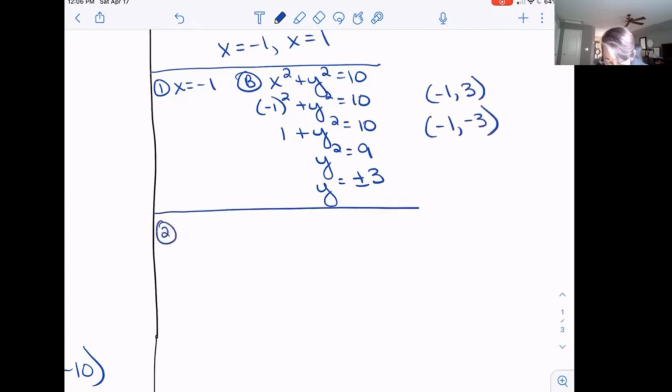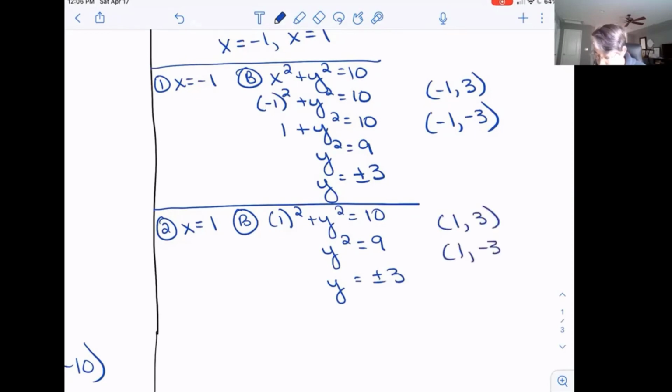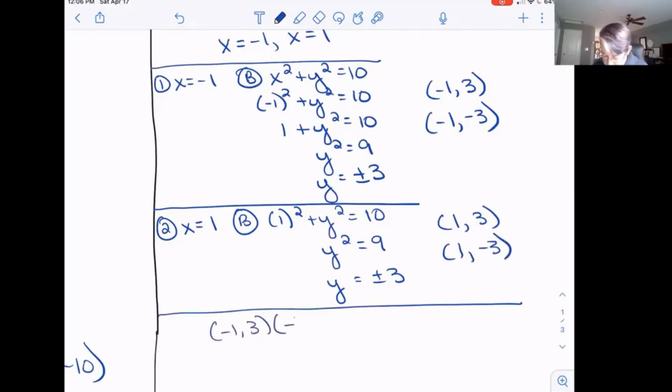Now we have to do the same thing with the second value of x, which is a positive 1. And you may have already guessed, since we're squaring that x value, whether it was a 1 or a -1, we're going to get the exact same y values. So we know y squared is going to be a 9, so y is going to be plus or minus 3. So that gives us (1, 3) and (1, -3). So in this case, we ended up with 4 points where these two graphs intersect.